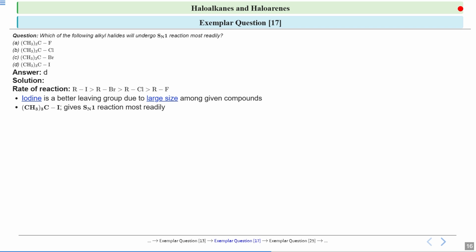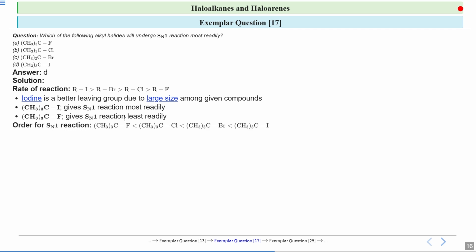But that is in the case when your alkyl groups are different. Here, in this question, your alkyl groups are the same. Then you look at the better leaving group. If you have the better leaving group in the molecule, then its reactivity will be faster. The rate of reaction will be faster with that molecule, right? So CH3 whole thrice CI will give the SN1 reaction most readily, and this alkyl fluoride will give the SN1 reaction least readily, least reactive.